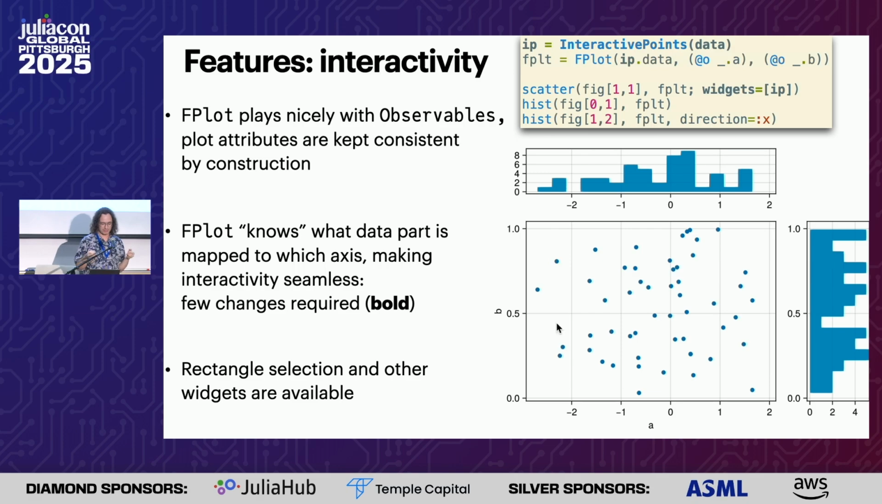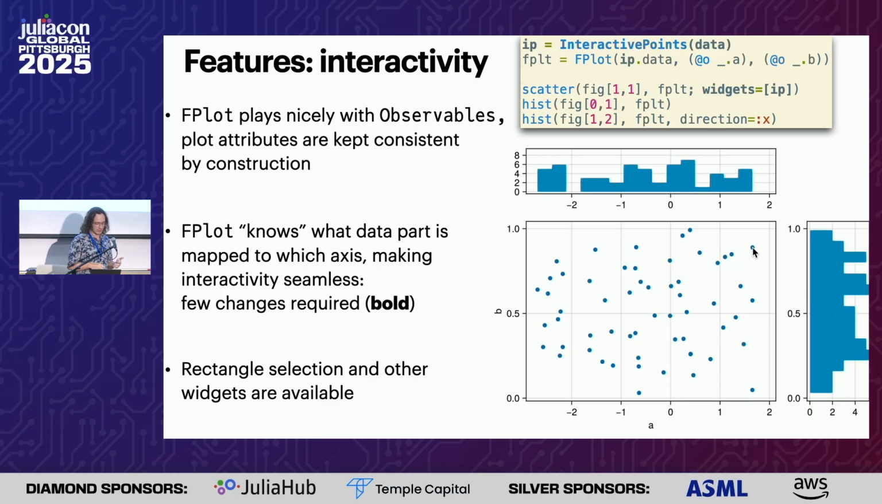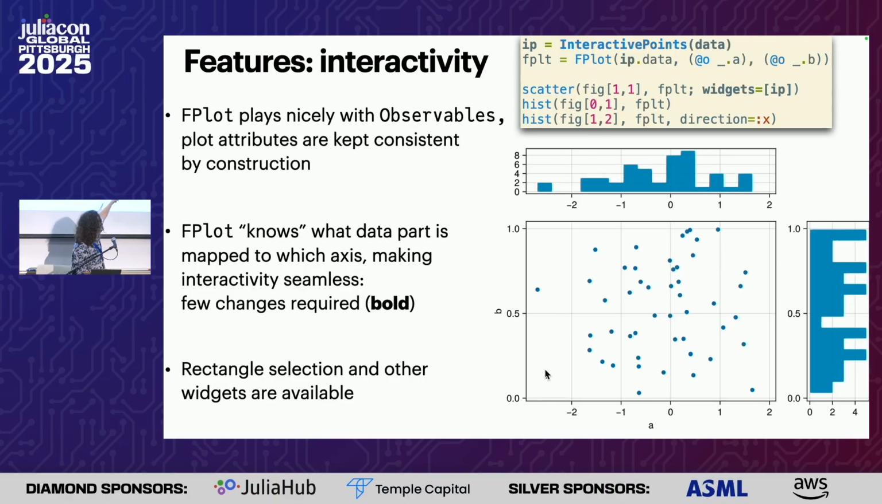So first of all, FPlot plays very nicely with observables. It's even more straightforward than just using Makie's raw plotting interface, because you don't care about manually keeping track of the same lengths and updating X and Y and color and whatever all at once. You just update the underlying data, and the plot is redrawn. Also, FPlot knows what part of data is mapped along which axis. That's why you can get this kind of interactivity very easily.